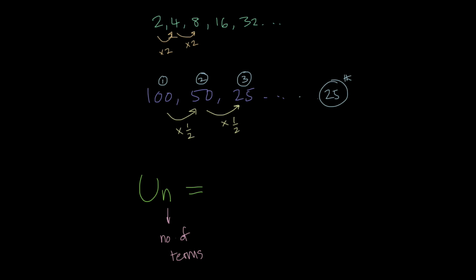So it says u sub n equals u sub 1. U sub 1 is the first term, so that would be 100 here, times r, and r is the common ratio, which is 1/2 here. So times r to the power of n minus 1. Okay, so this is the formula for finding the nth term of a geometric sequence. Now let's see how we can put this formula to use in questions.